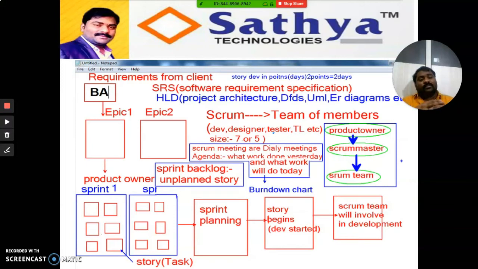Scrum is nothing but a group of members. Is it clear? All these members, designer, developer, tester, everyone will stay in the same place. This group of members will sit in the same cabin. Is it clear? The designer will design the screen, immediately the developer will write the code, and immediately the tester will do the testing.